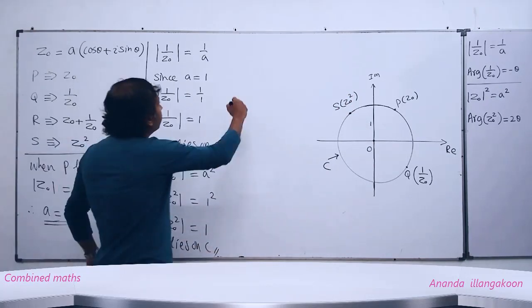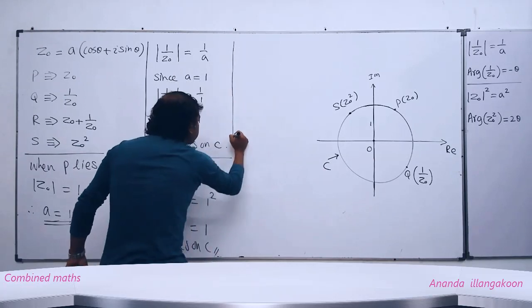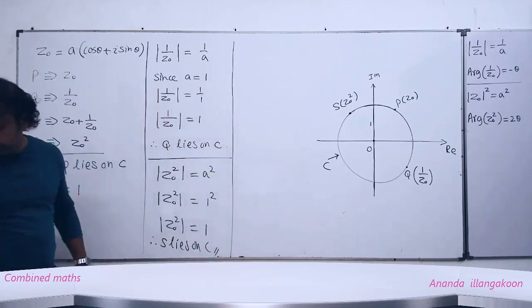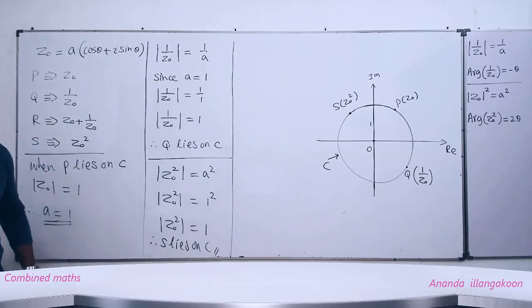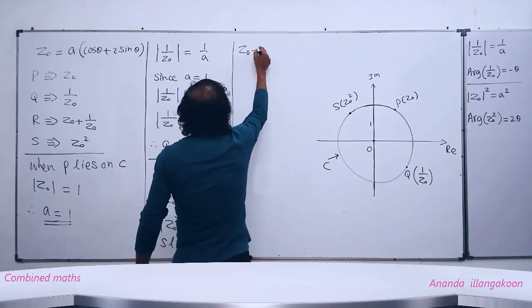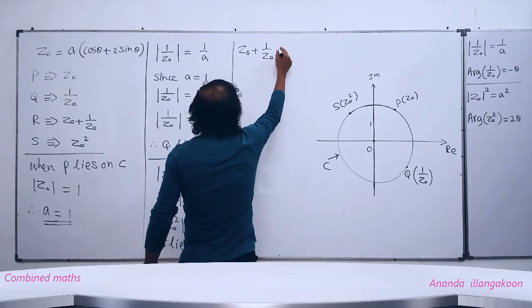Next one. The point R lies on the real axis between 0 and 2. R represents this complex number, and we will find Z0 plus 1 upon Z0.